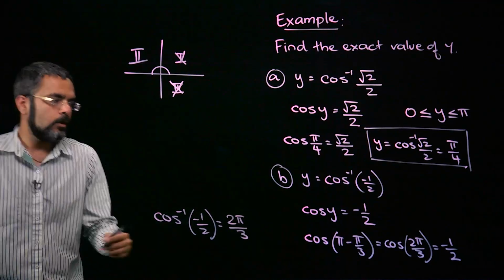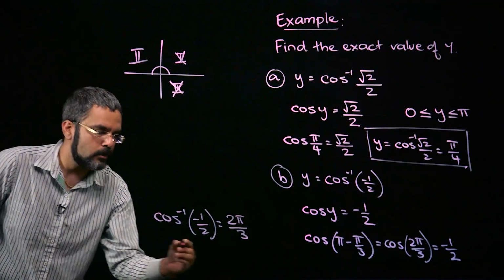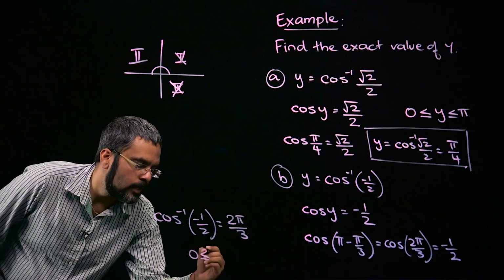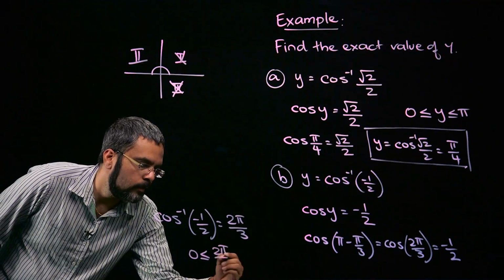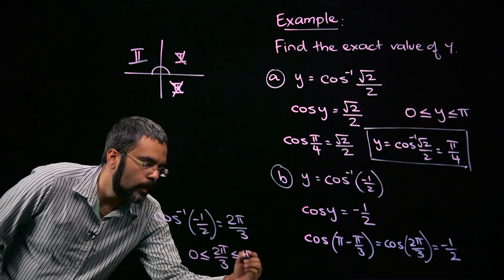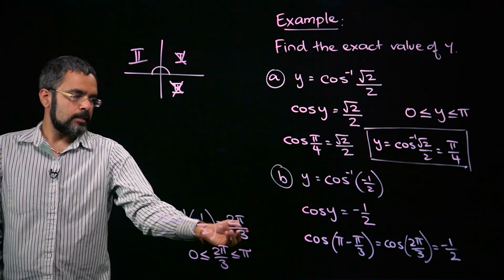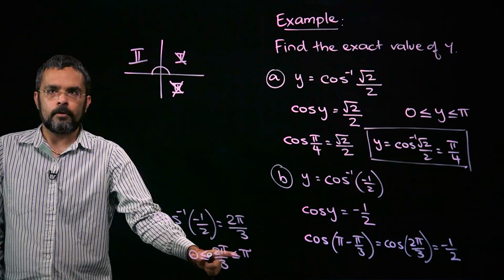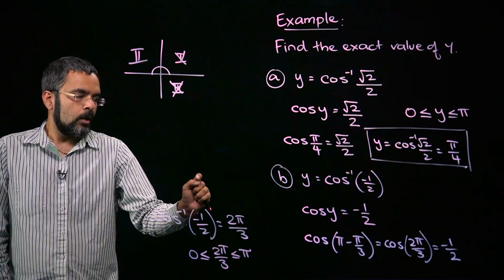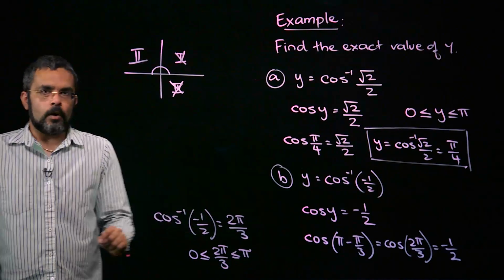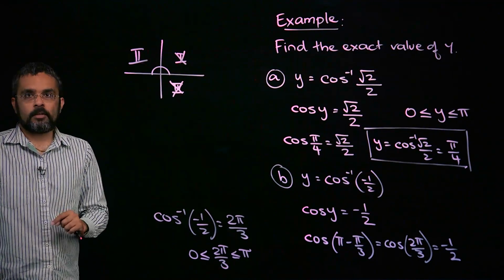Okay, and if you look, 2 pi over 3 is less than pi, so we know that 0 is less than or equal to 2 pi over 3, which is less than or equal to pi. So we're good because this angle lies in our domain, okay? And so we can say that cosine inverse of -1/2 is going to be 2 pi over 3.